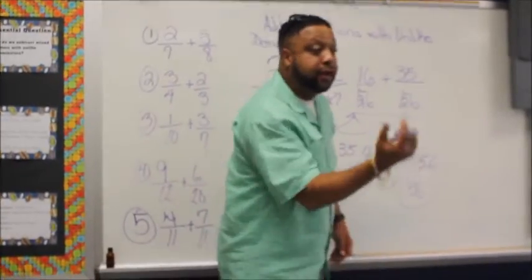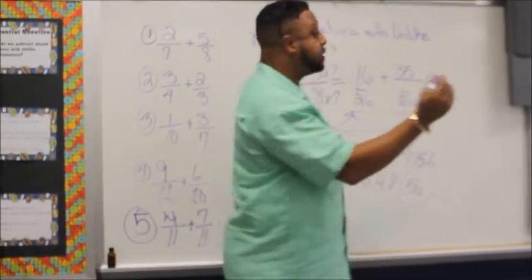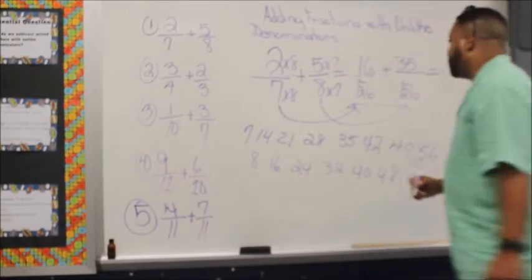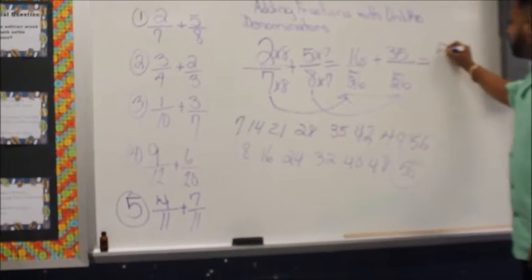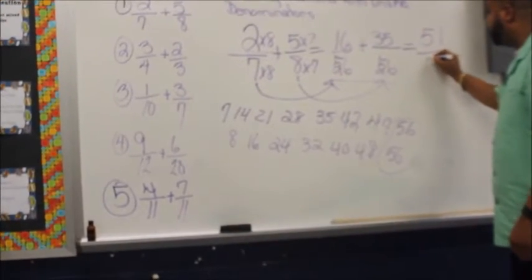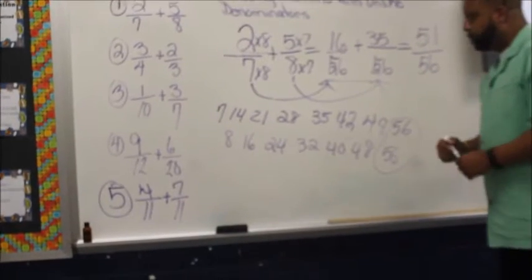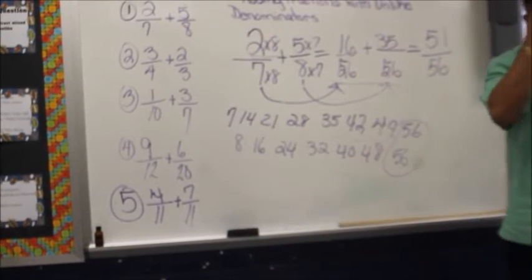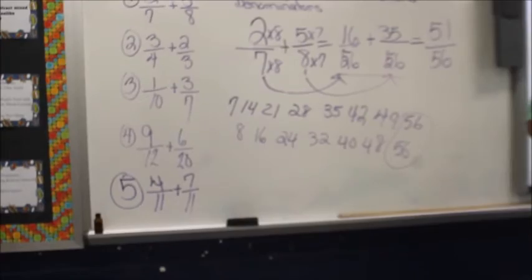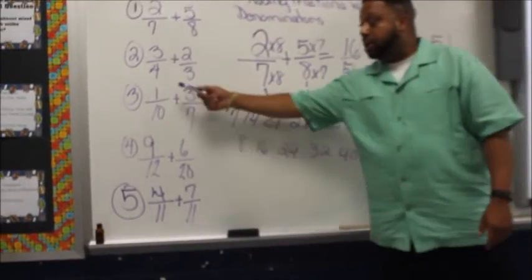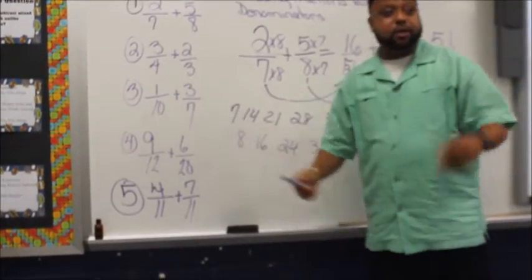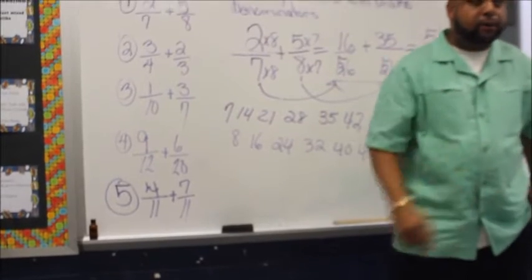Now all I have to do is add. 16 plus 35, what is it? 51 over 56. Kiss your brain one time. And that is how you add fractions with unlike denominators. Look at 3/4 plus 2/3. Work that on your own as I walk around and check it.